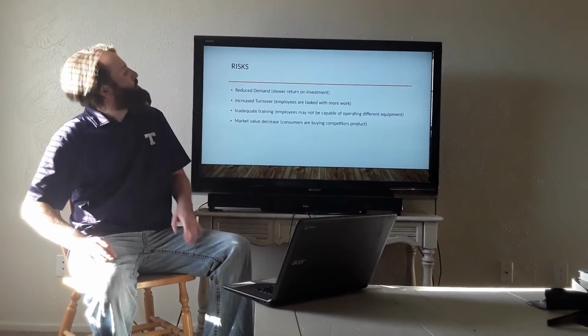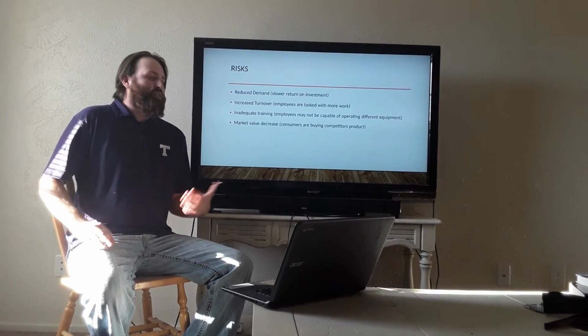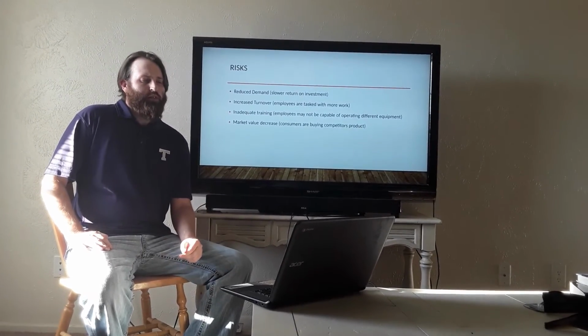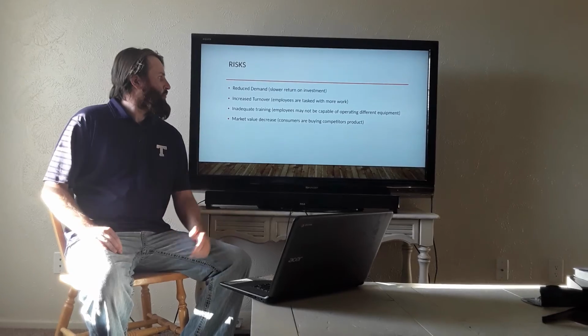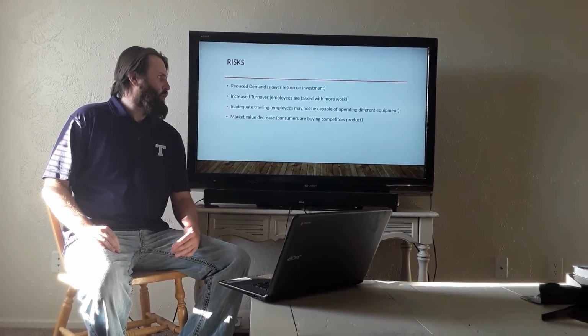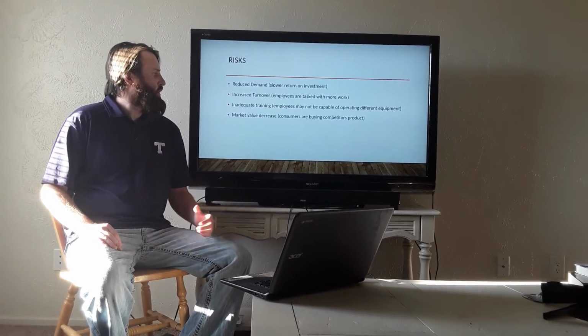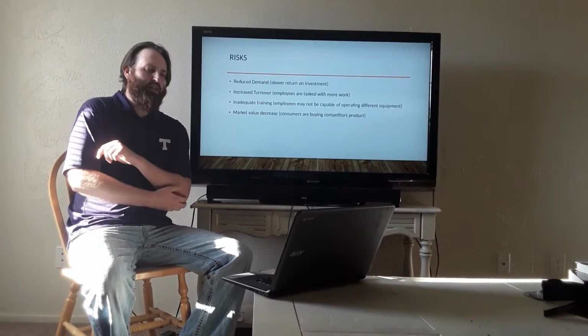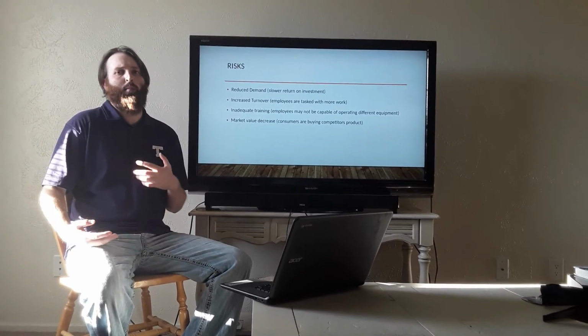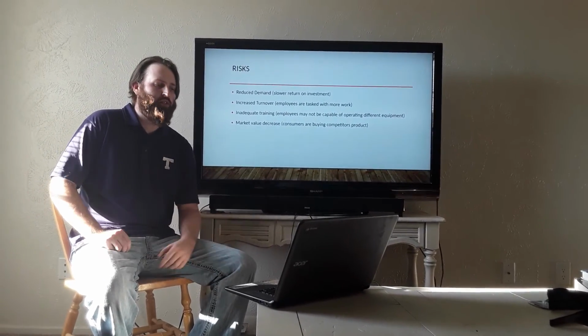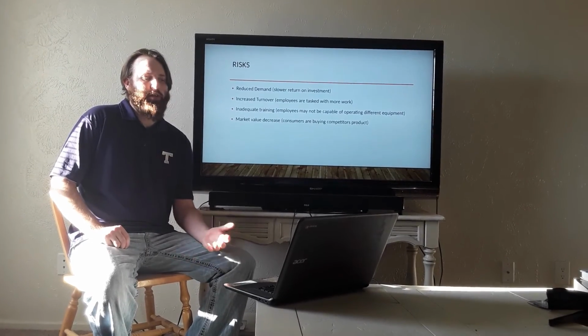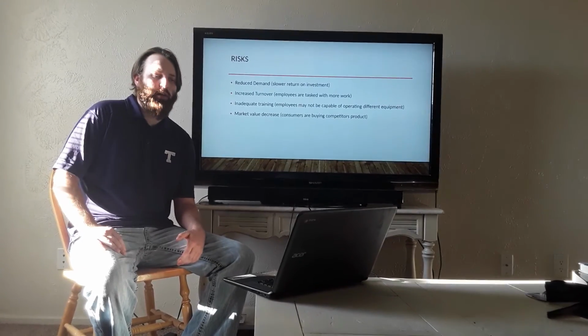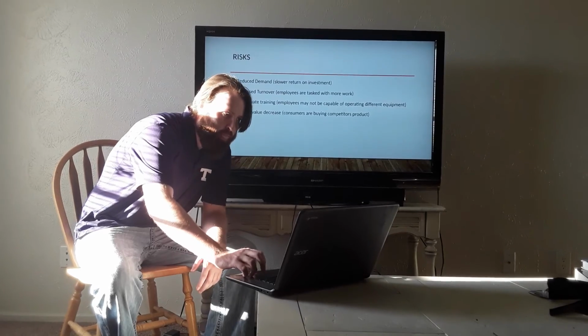So the risks include reduced demand, slower return on investment, increased turnover where employees are tasked with more work, inadequate training, where employees may not be capable of operating the different machines, and market value decrease where customers are buying competitors' product.